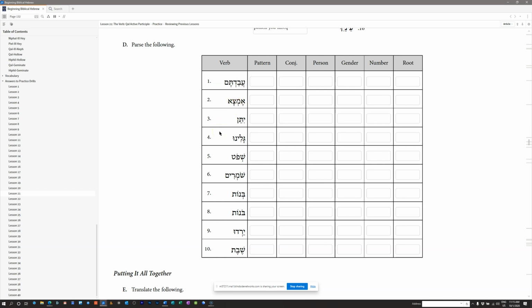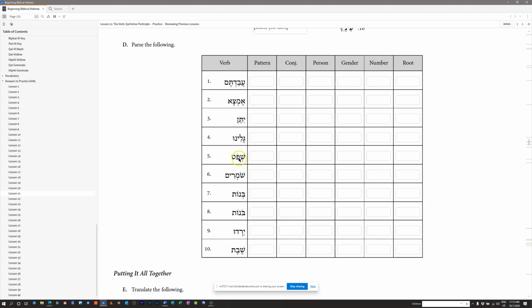But number 3, we've got yiten. So this is simply the Qal imperfect 3MS form of natan. You can see that the nun has assimilated into the tav, and natan takes a tsere theme vowel in the imperfect. Number 4, we have gala as our root. The third hey takes a hiriq yod connecting vowel when we add a consonantal suffix. So galinu is going to be the Qal perfect 1CP form.